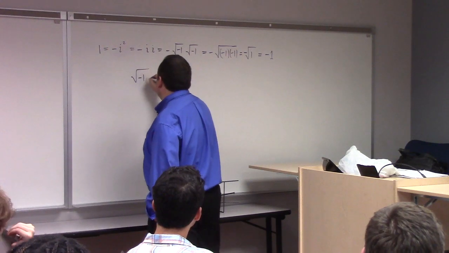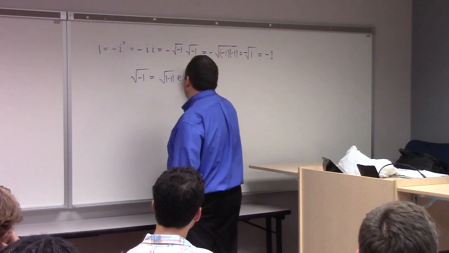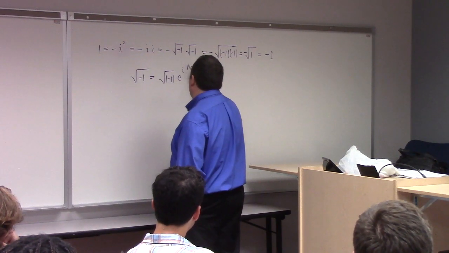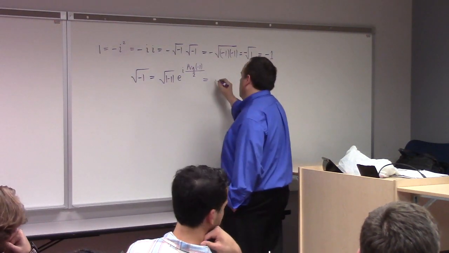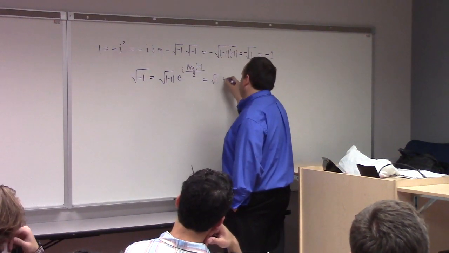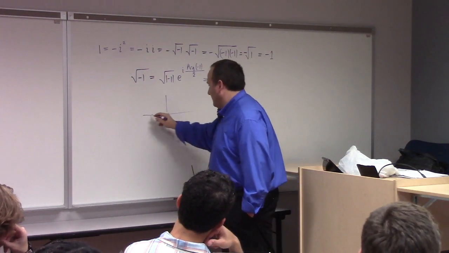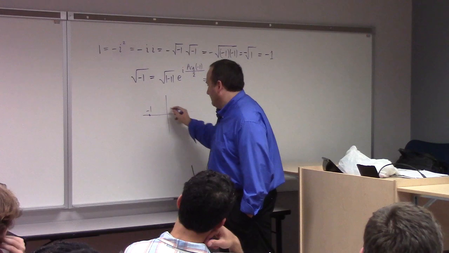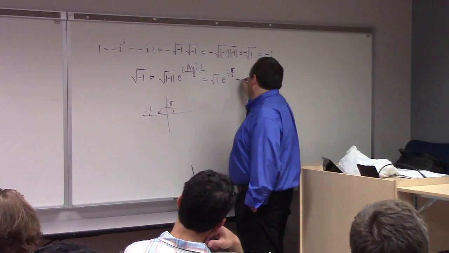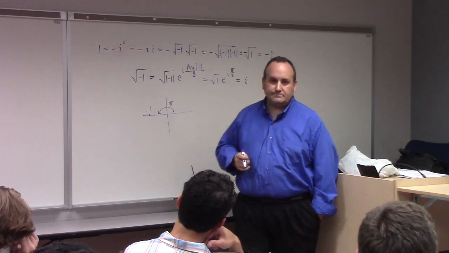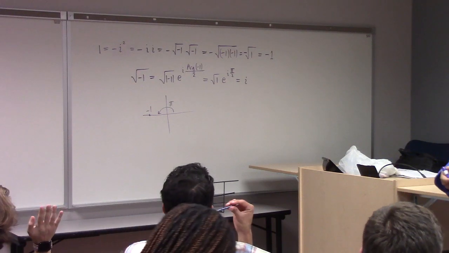The principal root of minus 1 is the square root of the modulus of minus 1 times e to the I arg of minus 1 over 2. But that is the square root of 1 times e to the I. What's the argument of minus 1? Here's minus 1, right? What's the angle there? Pi. So that's e to the pi I over 2, which is equal to I. So indeed, the principal root of minus 1 is I, which is good.